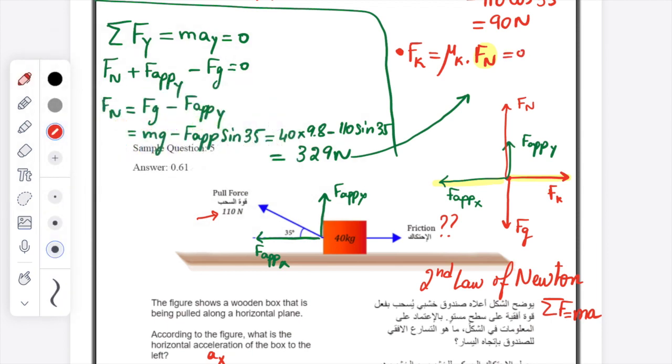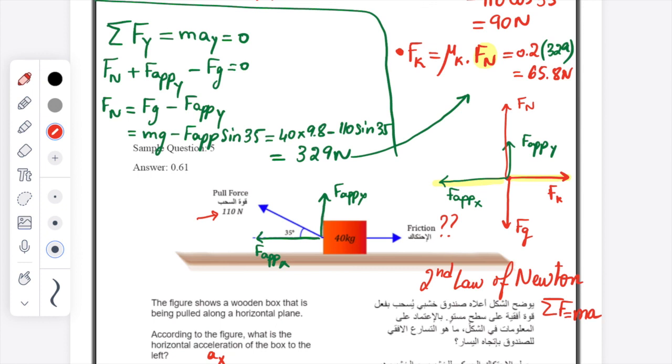Now, replacing it by its value, let's continue finding the force of friction, which is equal to 0.2 by this 329, and it will give me 64.8 Newton.